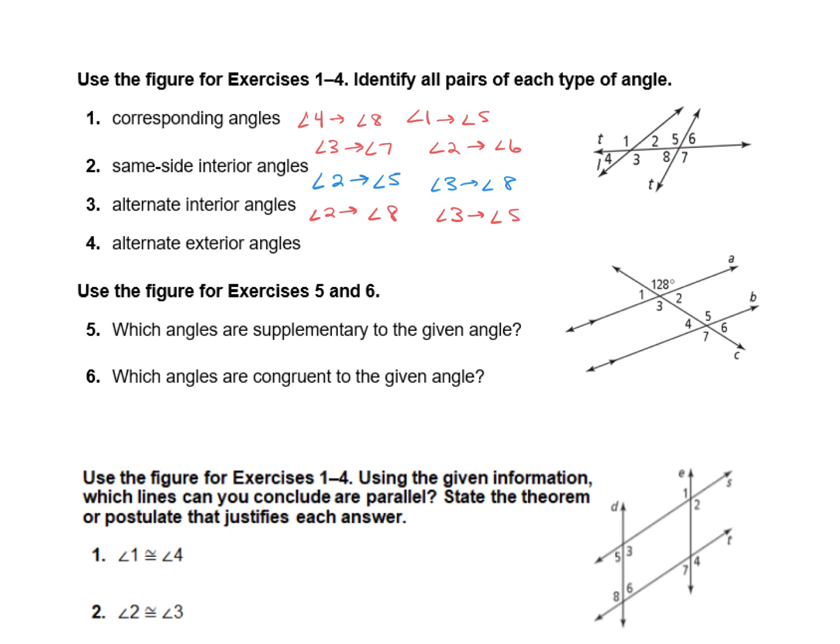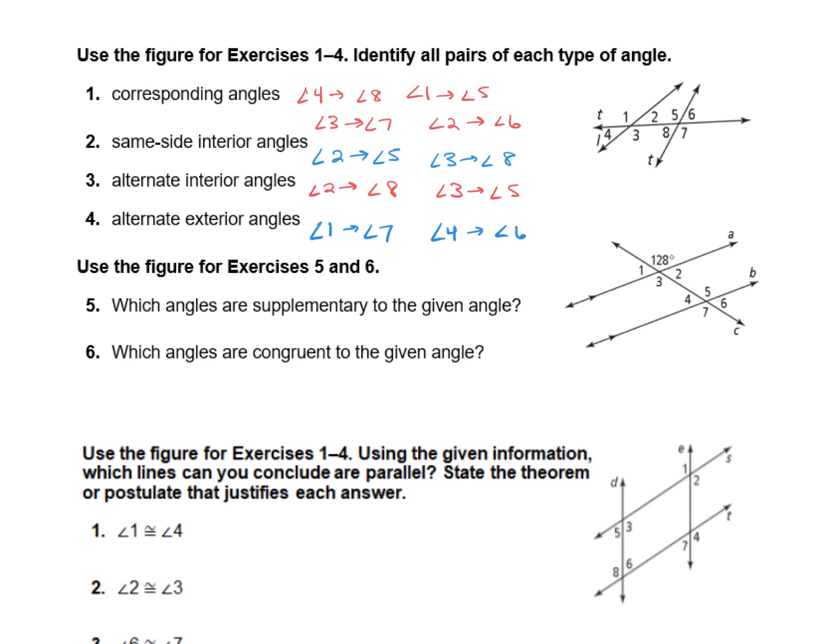Alternate exterior, so angles that are on the outside, the exterior of our two lines cut by the transversal. So we're looking at angles 1, 4, 6, 7, and they need to be on alternate sides of the transversal. So angle 1 and angle 7 are both exterior on alternate sides of the transversal. And then angle 4 and angle 6 are alternate exterior angles.